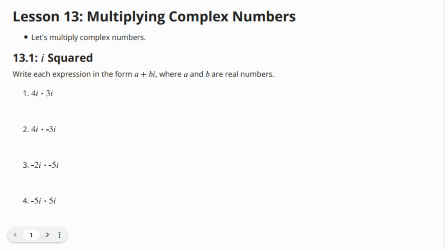-5i, I would recommend when you see the square to rewrite it, because then you're going to see exactly what you need to do here. So -5 times -5 is 25. i times i squared, but i squared just changes it, makes it a -25 because i squared is -1.